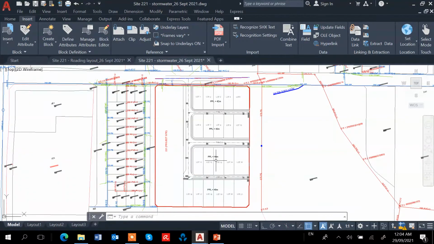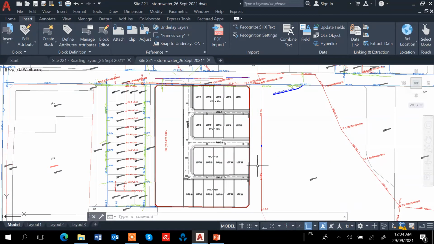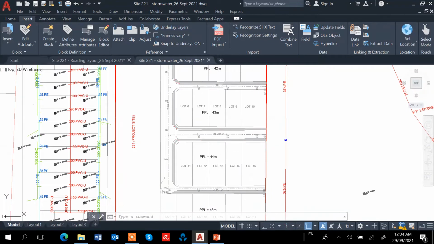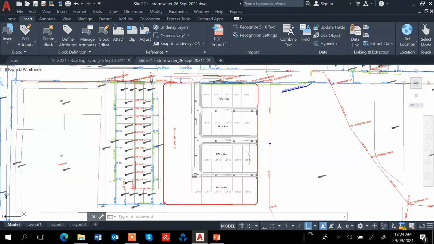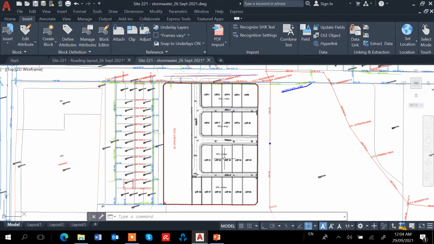So I've done the road layout plan already. Okay, so this is the road layout plan for the parcel 221. Your scheme plan will be different from this. This one is an alternative scheme plan.